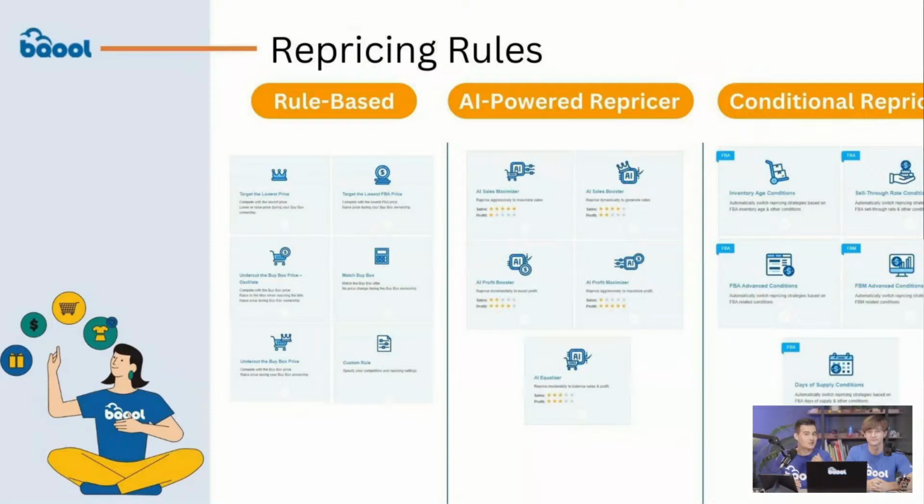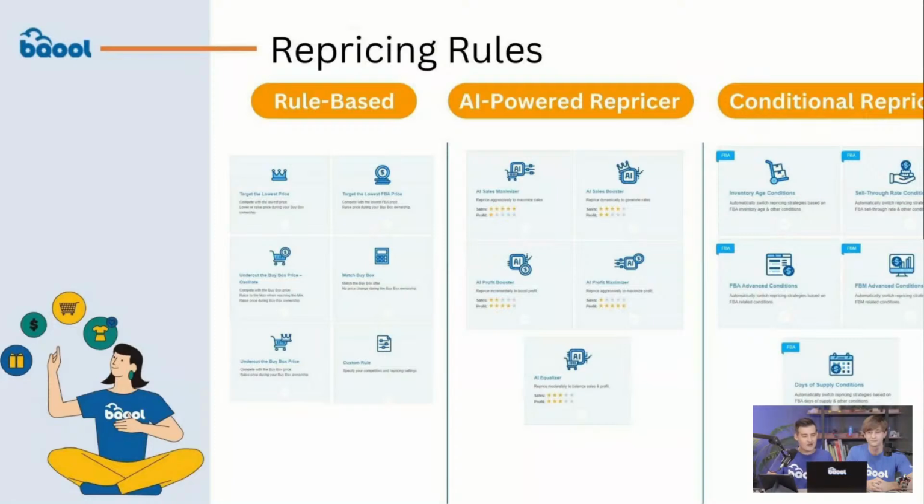And then there's also conditional repricing, which will help you to do inventory-based repricing, also sales-based repricing, as well as quantity, and also by buy box win percentage, and all of these other important settings that we're going to show you, which is especially designed for Q4 repricing.